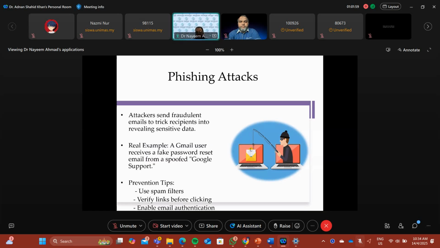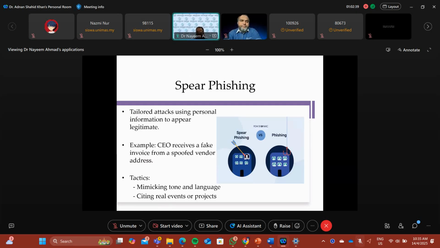We have some reported examples where a Facebook login page was sent through Messenger to a target victim, and as soon as the victim opened that link, he was asked to log in again, through which the username and password were stolen. There are some prevention techniques for phishing attacks. We can use spam filters, verify links before clicking, and enable email authentication, which is nowadays highly recommended, especially multi-factor authentication.